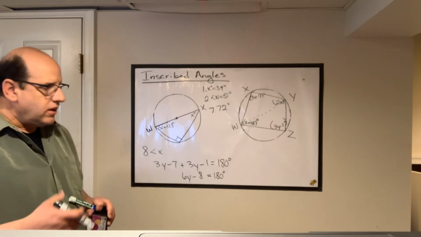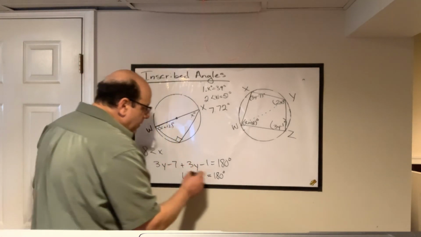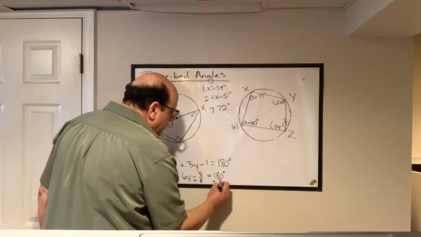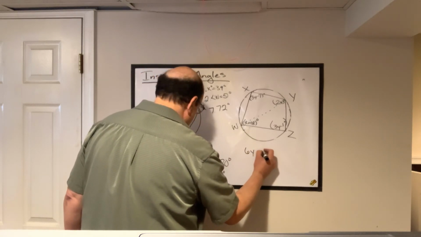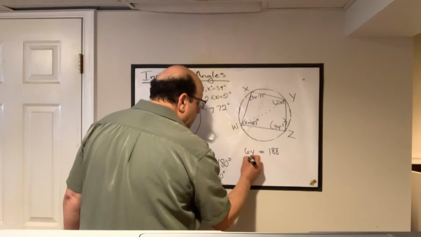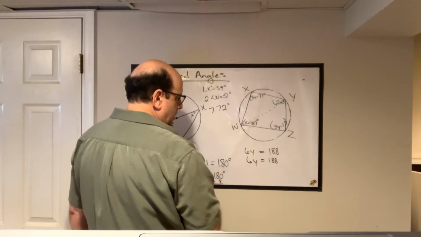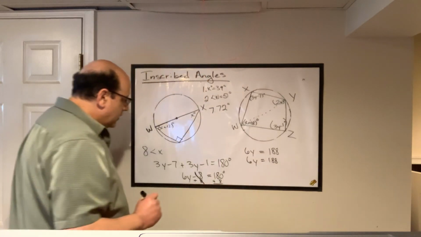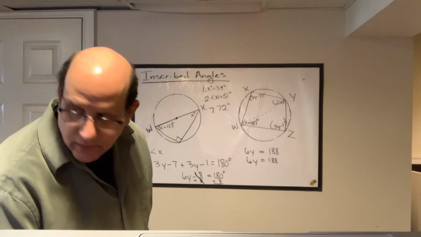And just because I'm feeling extra nice, and I'm letting this video go on forever, I'm going to keep going. I'm going to add 8 to both sides because I'm afraid people are going to get lost. So I'm going to rewrite it up here. 6y, because that's going to go away, is going to be equal to 188. Uh-oh, 6y equals 188. I don't think that works right.